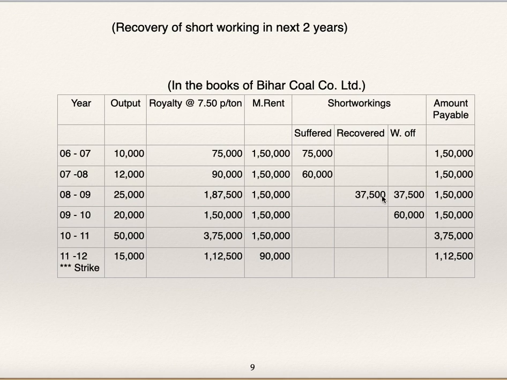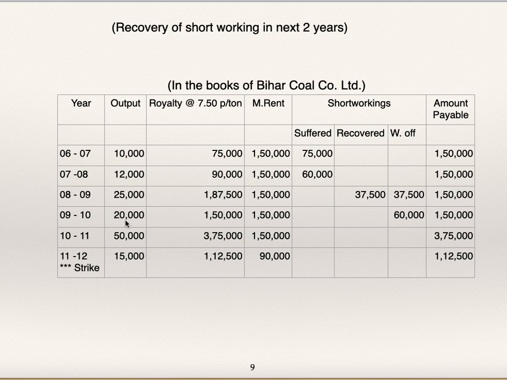So 37,500 he could recover, difference between royalty and minimum rent. Now the remaining amount he cannot recover, so it is to be written off. 75,000 minus 37,500 is 37,500, which is to be written off. Amount payable is 1,50,000. Amount payable is royalty or minimum rent, whichever is more, subject to recovery of short working. So 1,87,500 minus 37,500 is 1,50,000, that is amount payable.